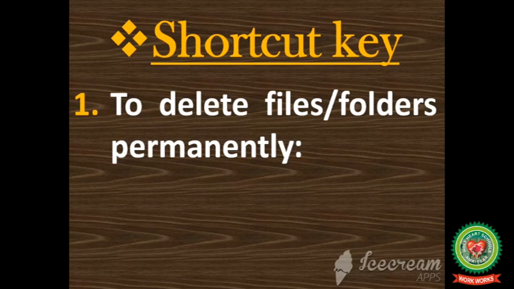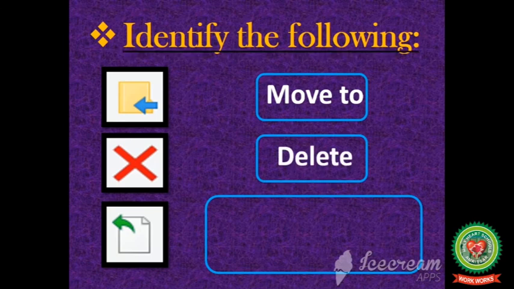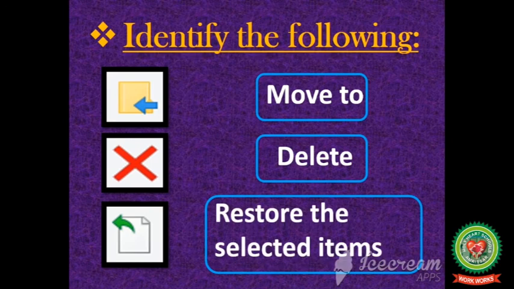Now we will do one shortcut key to delete files or folders permanently, and the shortcut key is Shift plus Delete key. Identify the following icons, and the first one is Move to, second is Delete, and third is Restore the selected items.